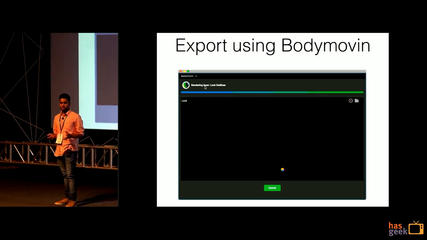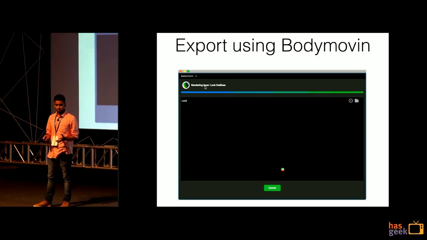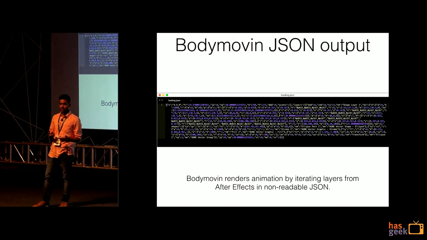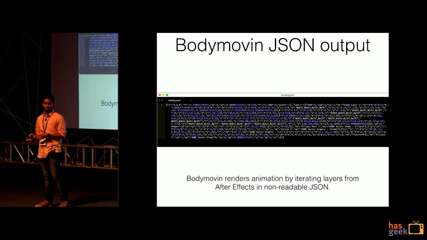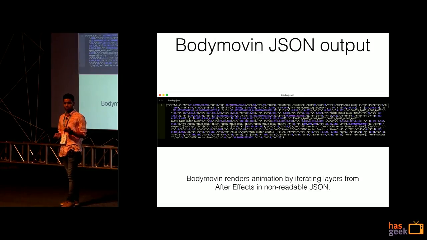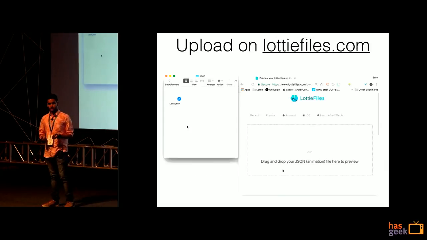And that is gibberish. So this is a non-readable JSON file, and this is what you import into your Android Studio or Xcode. Now, what Lottie internally does on the mobile is that it iterates through all the layers, the colors, the shapes, and then deserializes it, and you can see the animation going on.